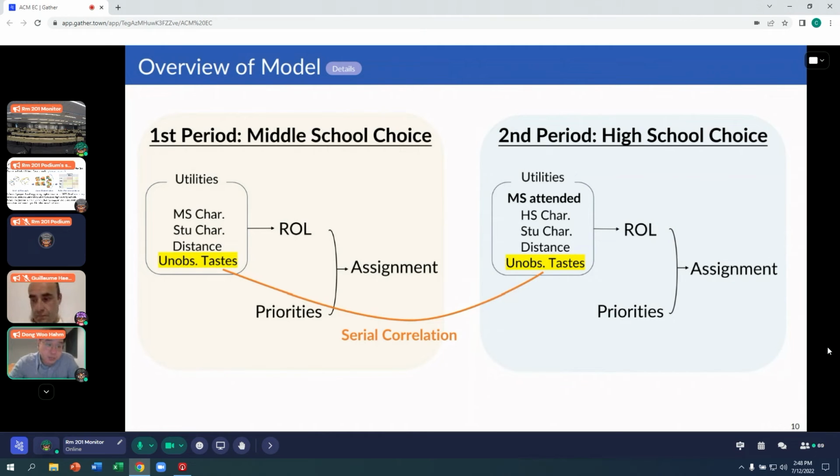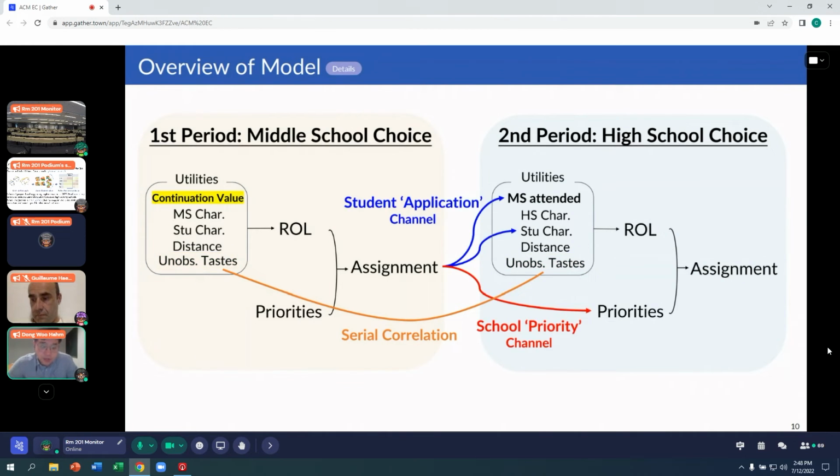Next, we allow the unobservable taste in each period to be serially correlated. And this generates a source of sorting based on the unobservables, and we explicitly model that. Finally, we assume that students are forward-looking in the sense that when they apply to middle schools, they take these potential effects on their eventual high school assignment into consideration.